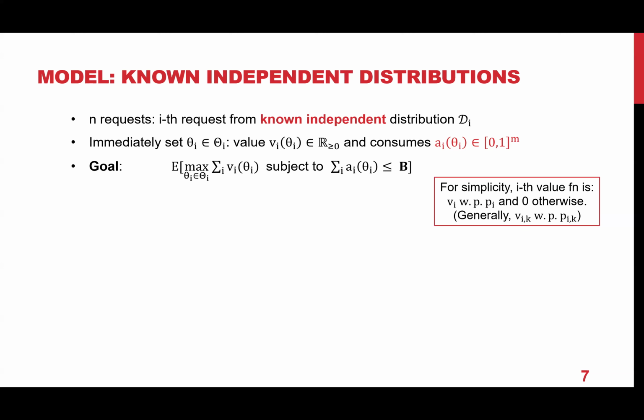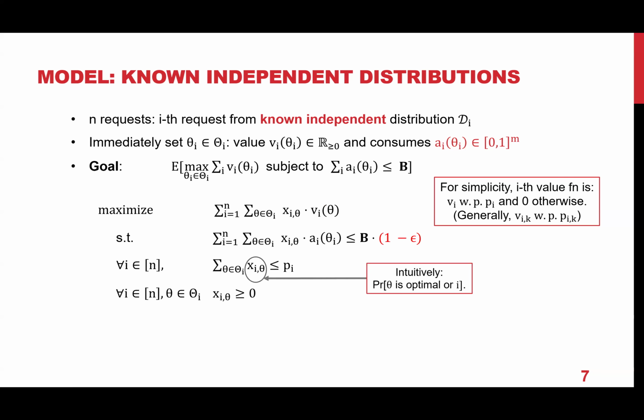So you're selling a bunch of items and you have n potential customers. With some probability, the ith customer shows up. With some probability, it does not show up. The only reason I'm making this assumption is because the LP is cleaner to write. Otherwise, in general, you can have one extra variable and you can sum up over these k variables. But now what the LP looks like is the most natural one.